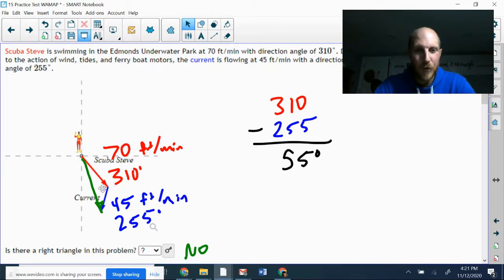and their diagrams. So I'm going to take the direction angle of the red vector and the blue vector. I'm going to subtract them. I've done that right here to find the difference, which in this case was 55 degrees. Yours probably will be different. 55 degrees is not a right triangle, so I would select no.